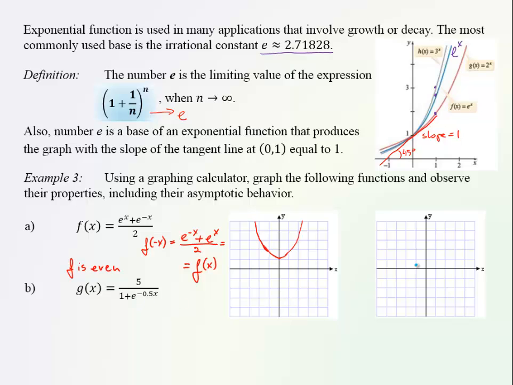The second graph, when we graphed on a calculator, it looks somehow like this. Here we could observe two asymptotes, the x-axis, but also an asymptote at the level 5. So y equals 5, it's another asymptote. Y equals 0 and y equals 5.